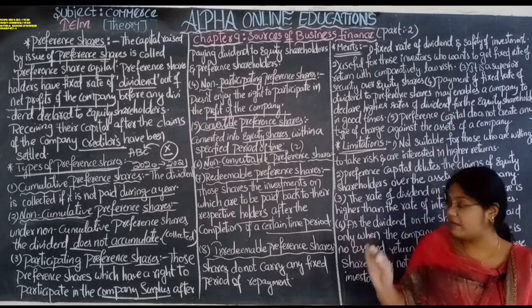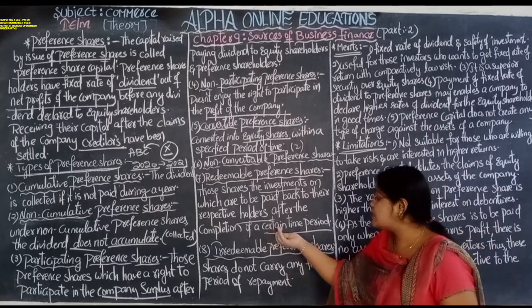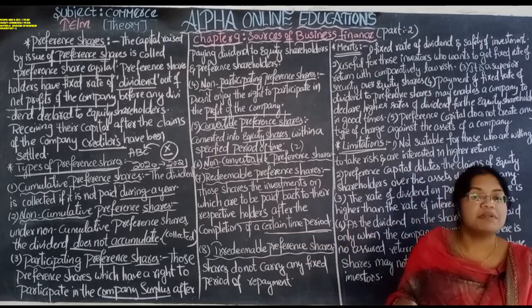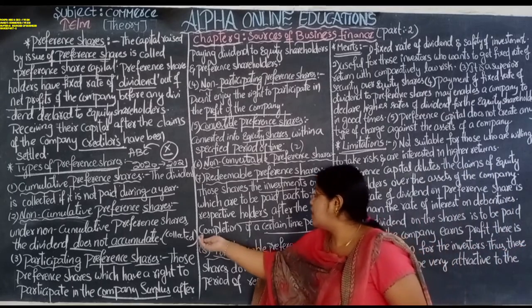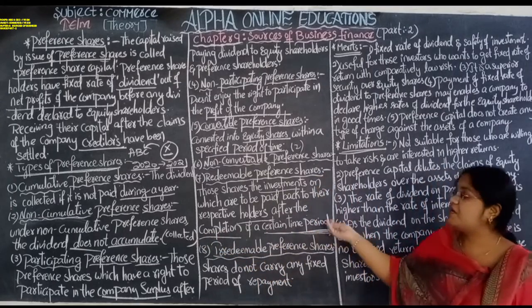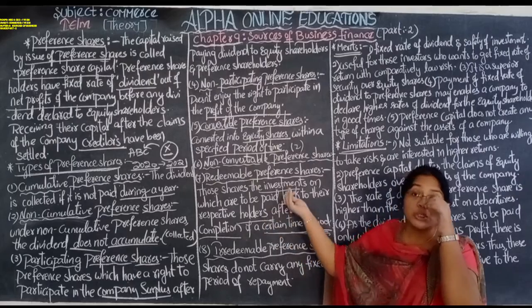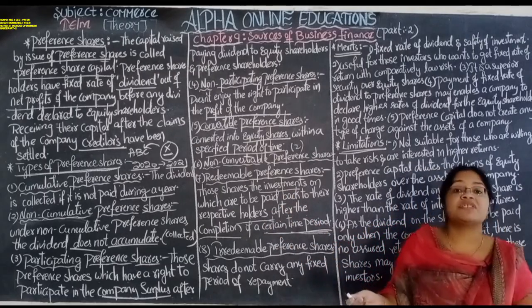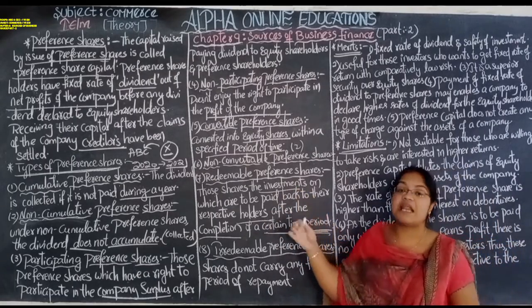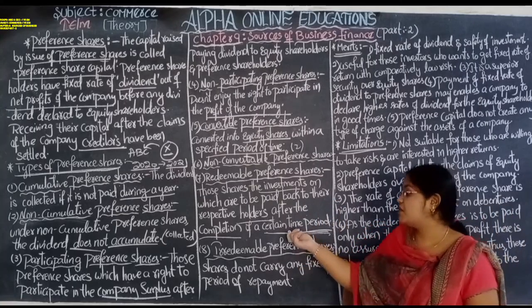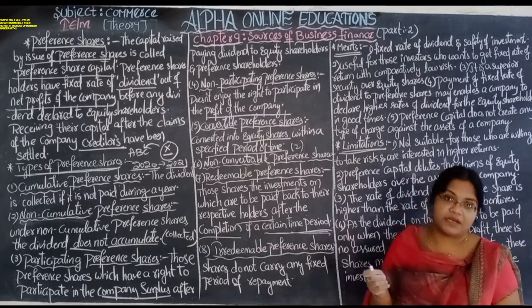Okay, they will get the investment amount after the completion of a certain time period. The holder will get the total investment amount. If he invested 10 lakh rupees, he will get the 10 lakh rupees immediately after the completion of a certain time period.